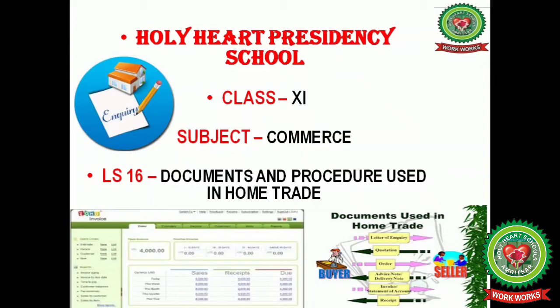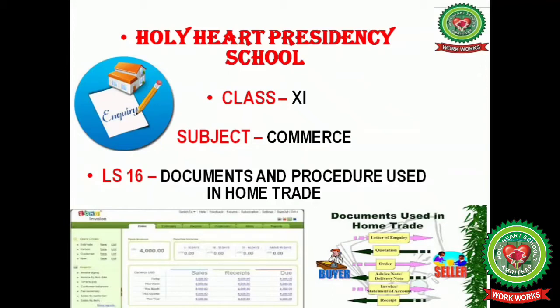As we discussed in our previous chapters, what wholesale trade and retail trade are, and that both are parts of internal trade. So today we will start with our next chapter, chapter number 16, documents and procedure used in home trade. Home trade means where we exchange goods and services within one country.